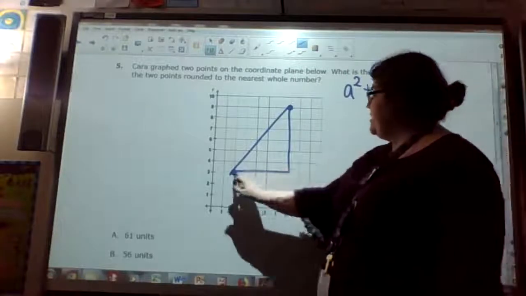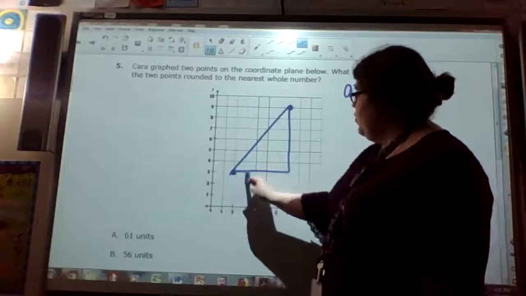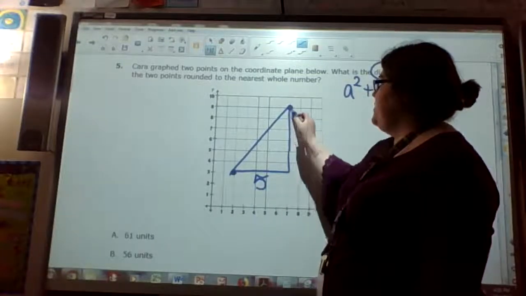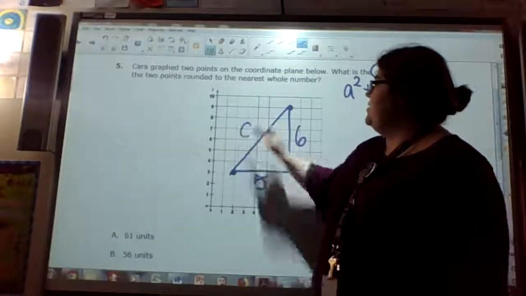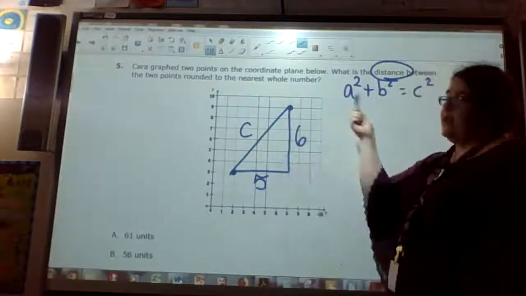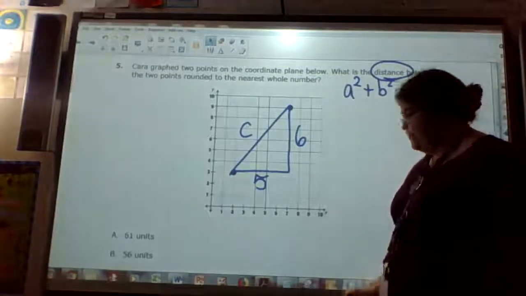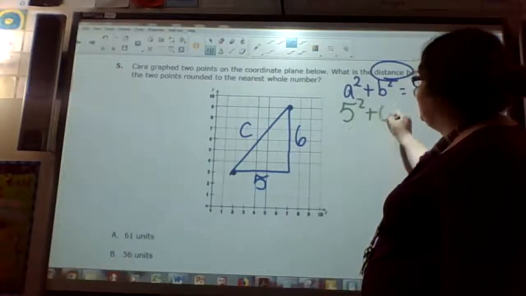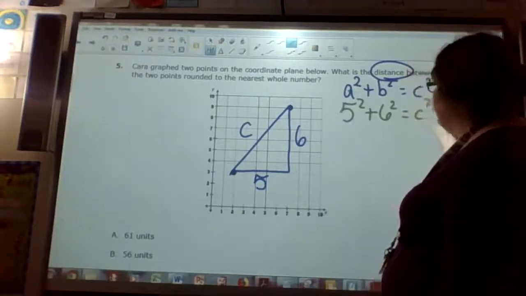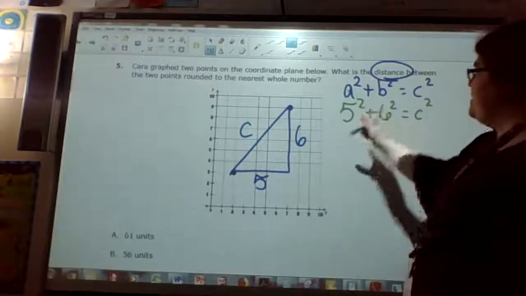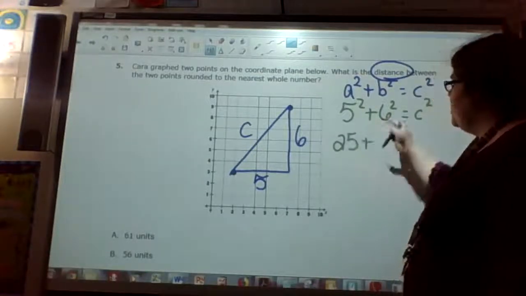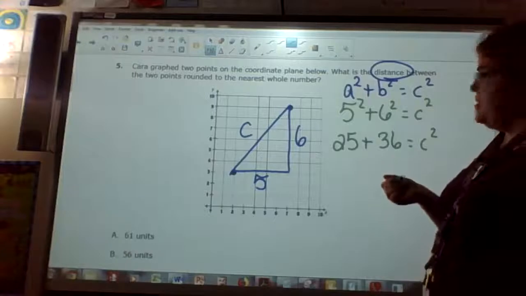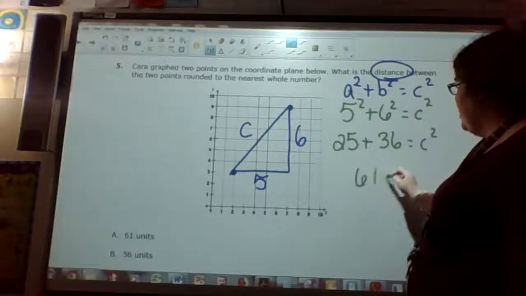So I'm going to count my spaces, counting by ones. So 1, 2, 3, 4, 5. 1, 2, 3, 4, 5, 6. And this would be C. So I'm now going to plug it into my Pythagorean theorem equation. A is going to be 5 squared. B is 6 squared. And I'm looking for C squared. Well, 5 times 5 is 25. 6 times 6 is 36. 25 plus 36 is 61.